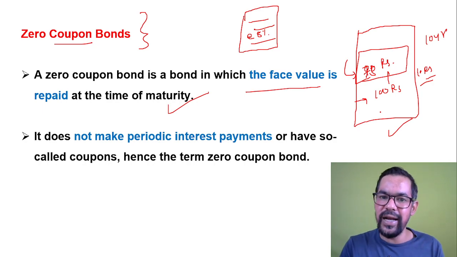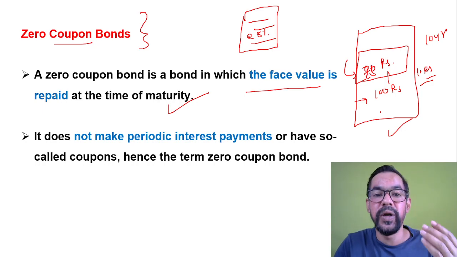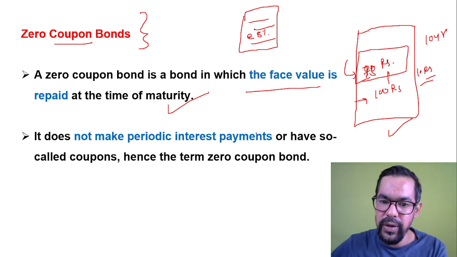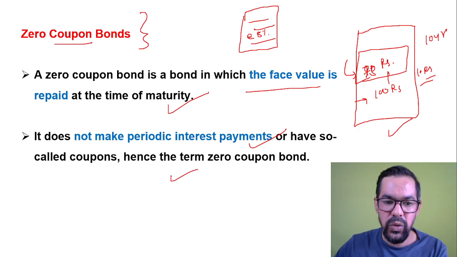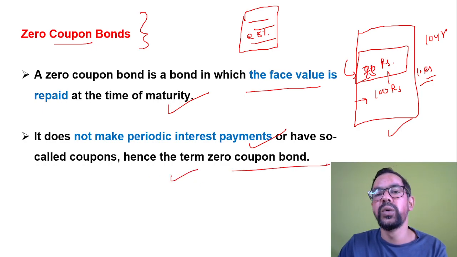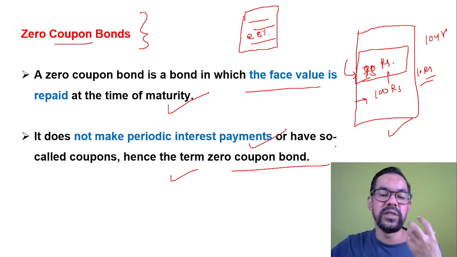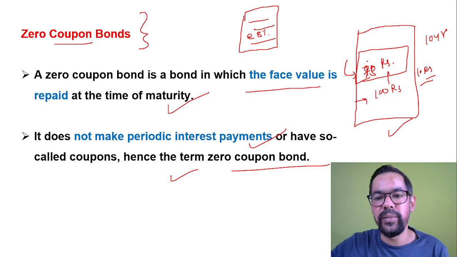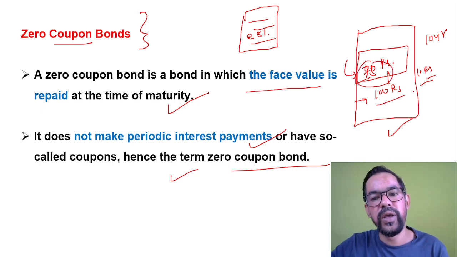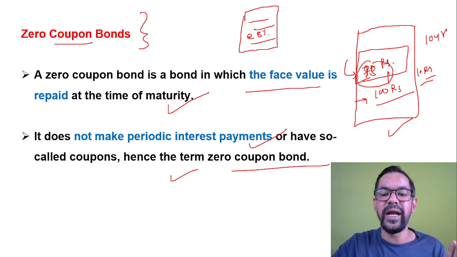In these kinds of bonds, they do not mention the coupon rate. It does not make periodic interest payments, or so-called coupons, hence they are generally known as zero coupon. In some cases you'll get annual returns, but here things are already mentioned: you invest 75, they will pay you 100 rupees after 10 years. These kinds of bonds are generally known as zero coupon bonds.